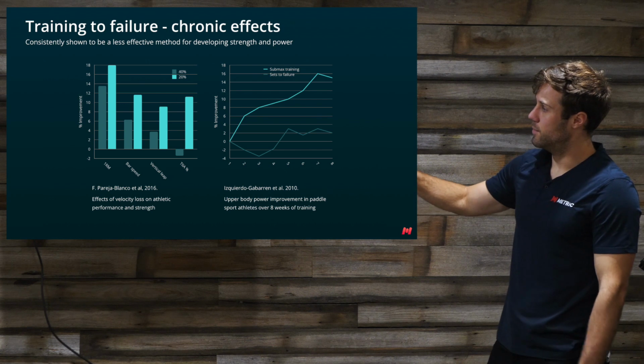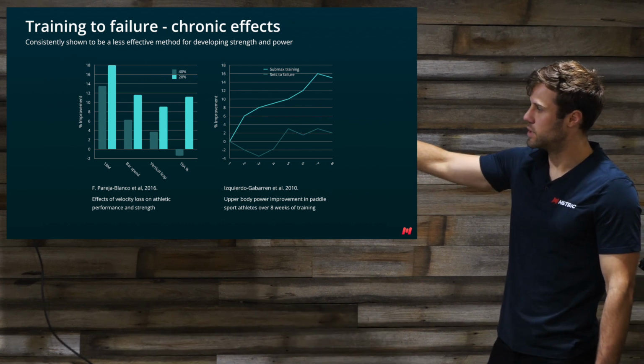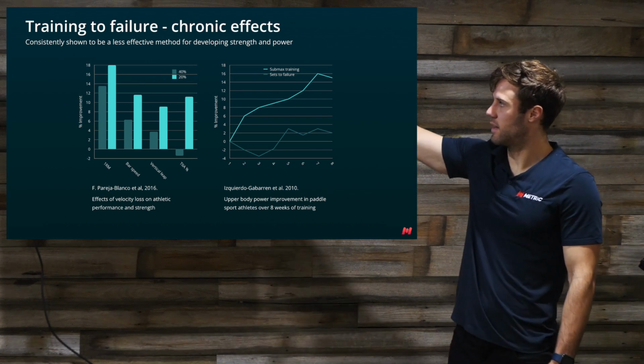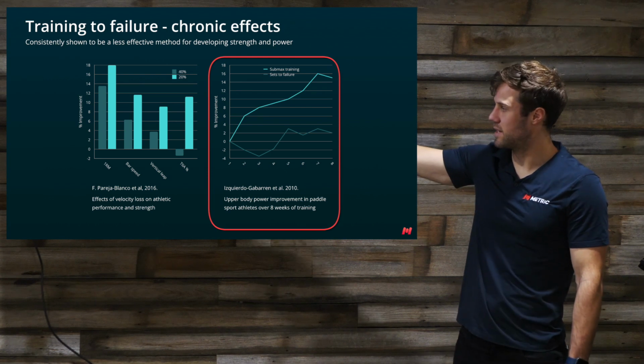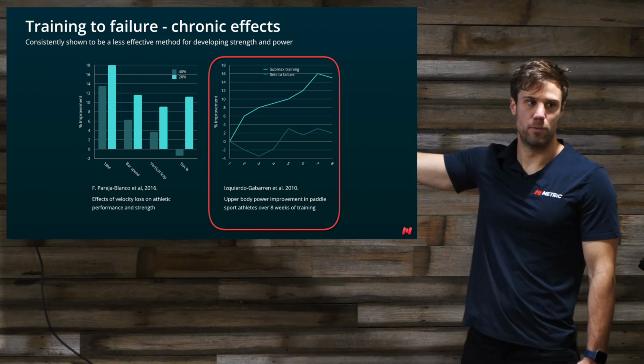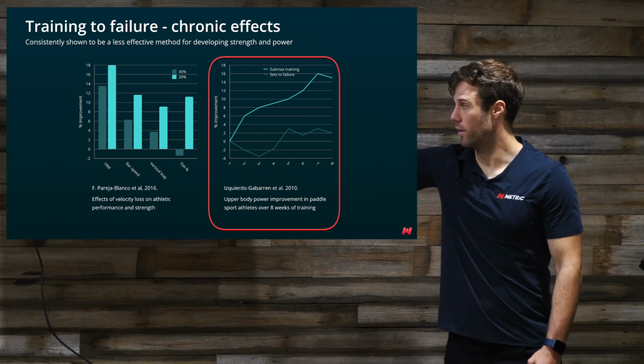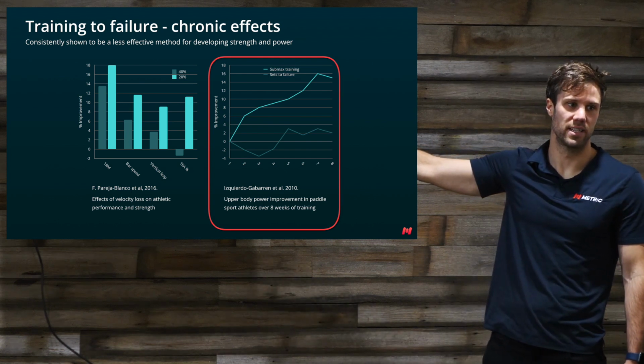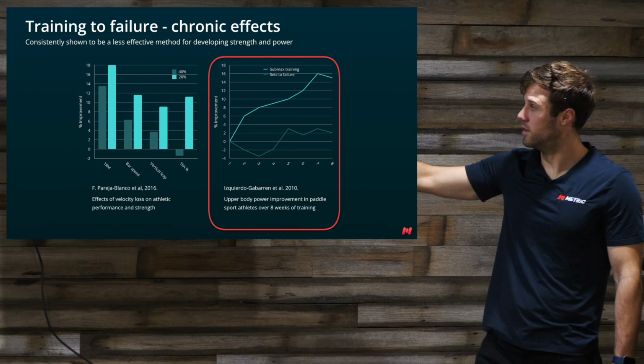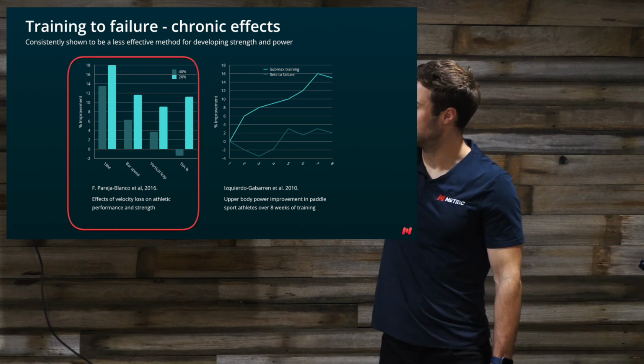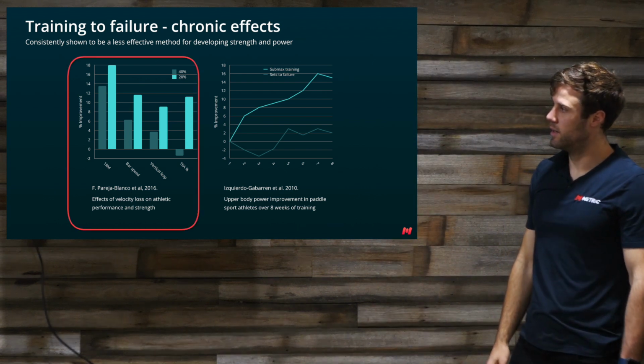And on a longer-term basis, there are multi-week studies which show the same thing. 3x4 versus 3 sets to failure: significant improvement in performance versus they went backwards for 4 weeks and ended up with 2% gains over 8 weeks, which is a pretty horrible result. And then over here, the 20% group significantly beat the 40% group.